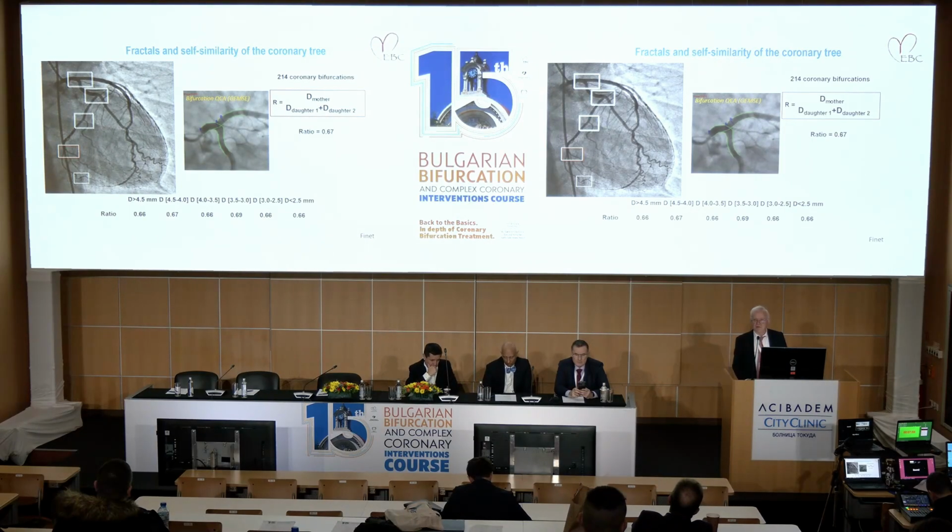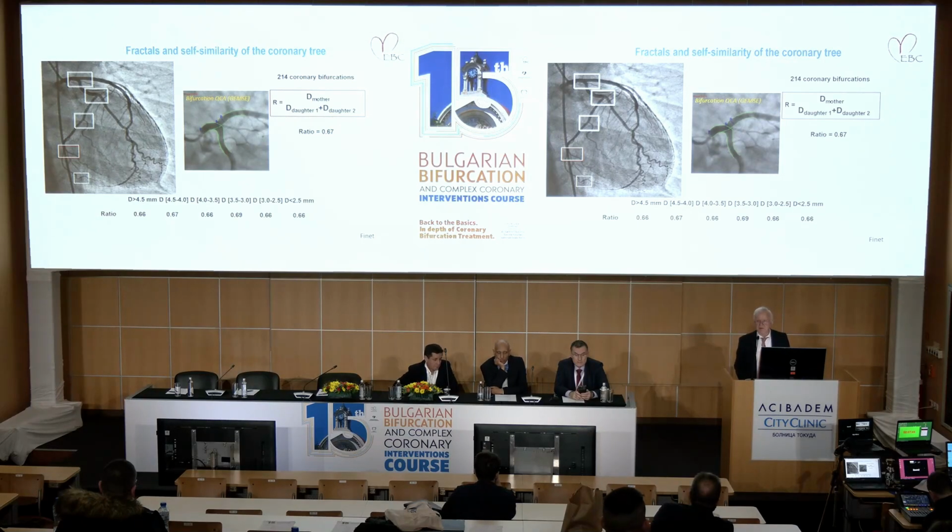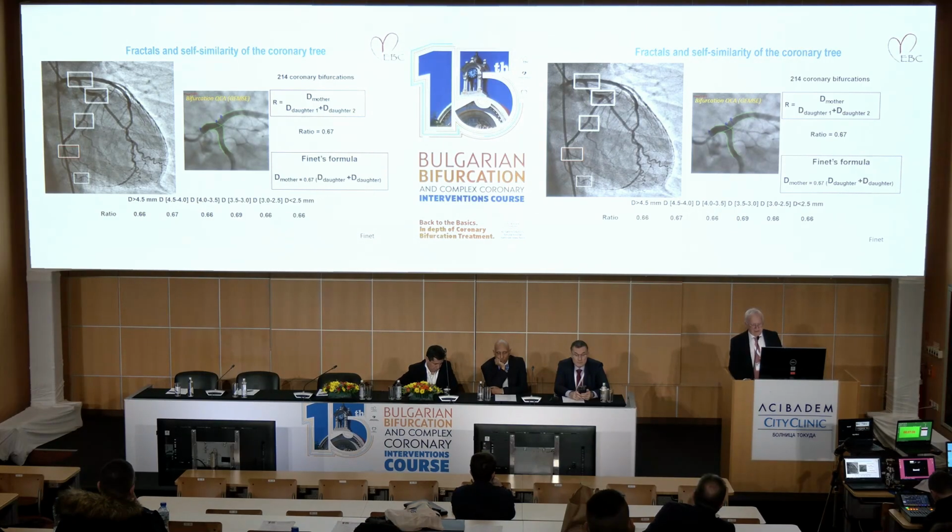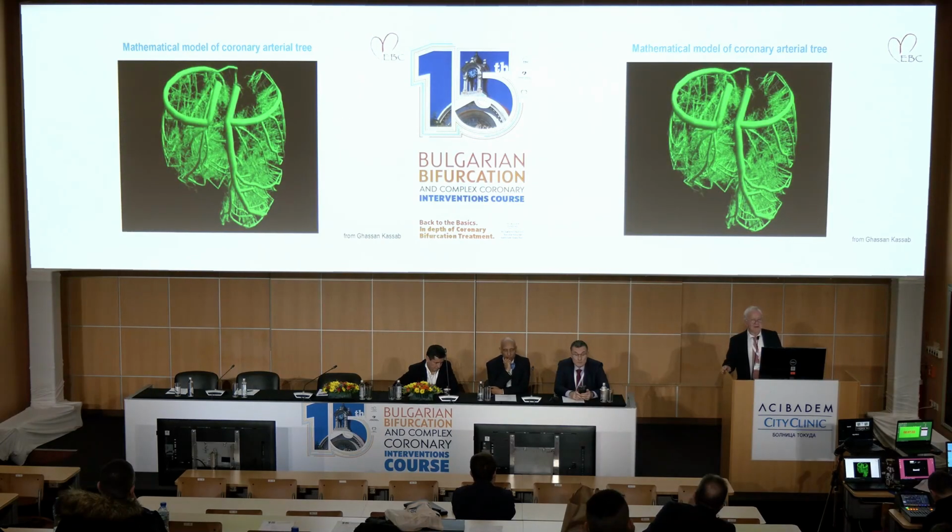He measured the ratio between the proximal segment and the sum of the two distal segments, 0.67, and it was measured on all of these. Was it 300 measures? You can see 0.66, 0.67, 0.69, but really very reproducible. Finet's formula: the mother equals the two daughters multiplied by 0.678. Following this branching law, Ghassan Kassab rebuilt a coronary tree completely mathematically.